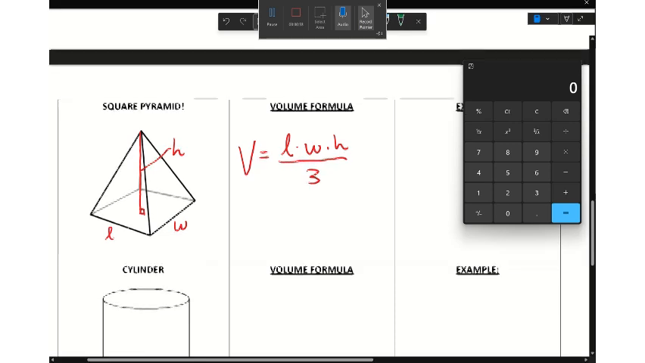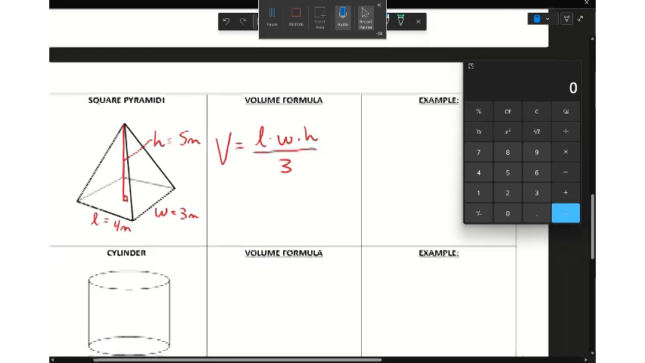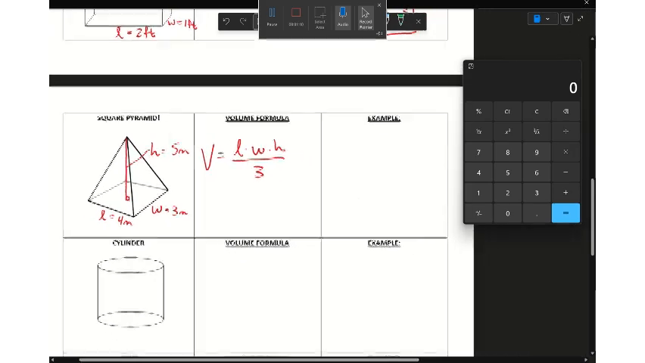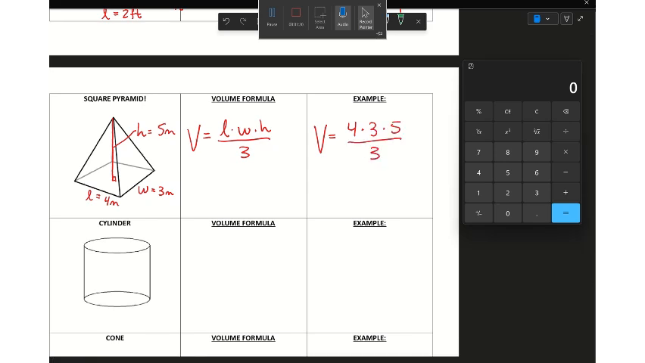Now, for our example, let's attach some numbers here. If the length of my square base pyramid was 4 meters, the width was something different, maybe 3 meters, and my height was something like 5 meters, let's use the formula and see what we get. So using the formula and our 3 numbers, when we plug it in, the length is 4 times the width, which is 3, times the height, which is 5, all divided by 3.